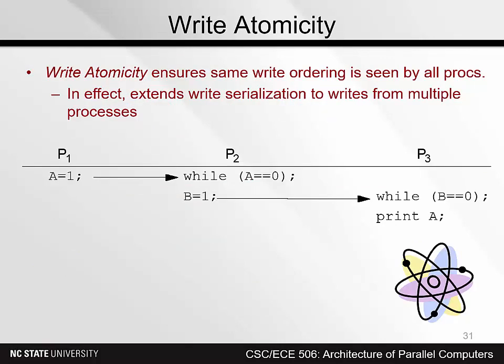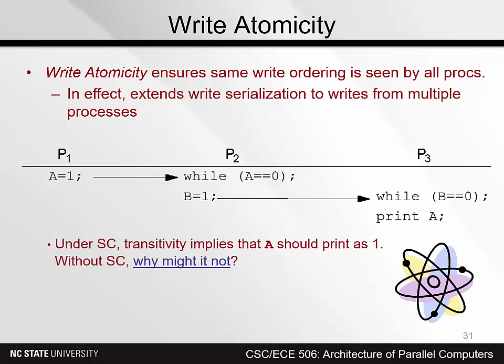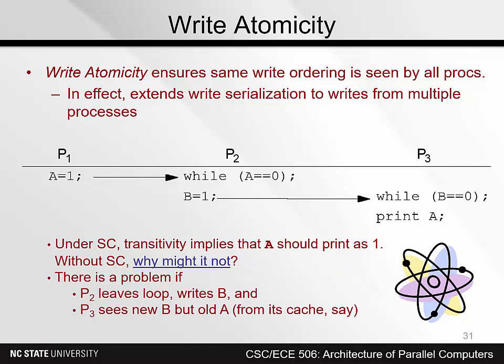Write atomicity means that the same write ordering is seen everywhere, just as if the writes all had to go across a shared bus. In this three-process system, P1 sets A to 1, P2 waits till A changes in value and then sets B to 1, and P3 waits till B changes value, then prints A. In a sequentially consistent system, A would print as 1, but in a non-SC system, it might not. There is a problem if P2 leaves the loop, writes B, and then P3 sees the new B but the old A.